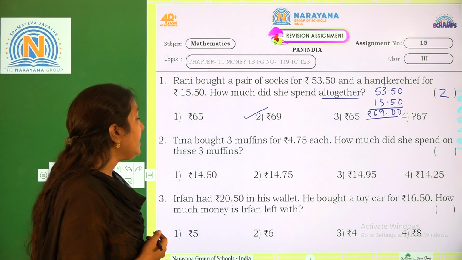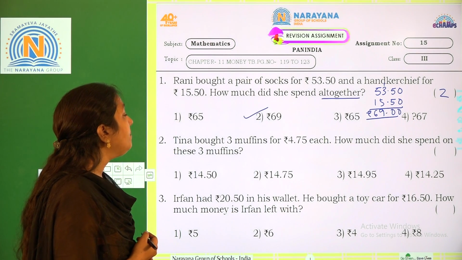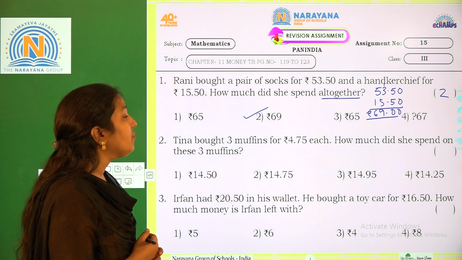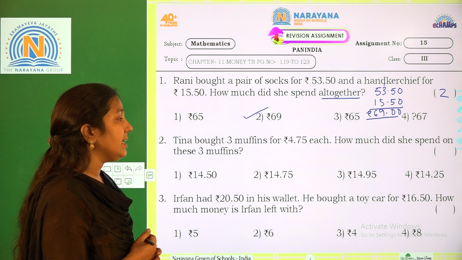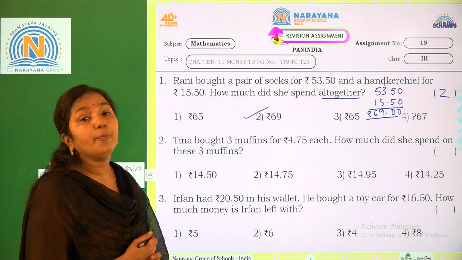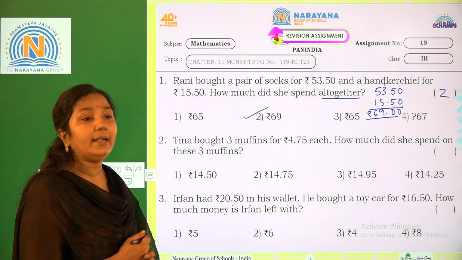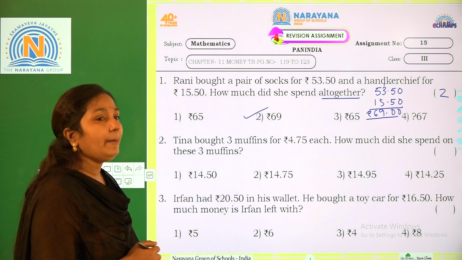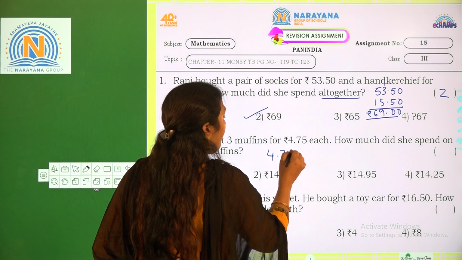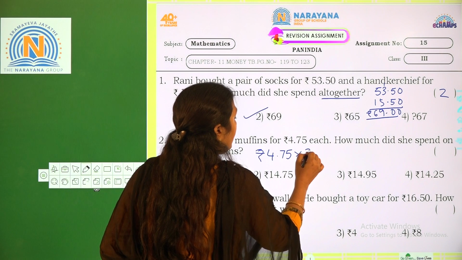Next one. Tina bought 3 muffins for 4 rupees 75 paise each. How much did she spend on these 3 muffins? So what do we have to do here? We have to multiply. So 4 rupees 75 paise into 3.